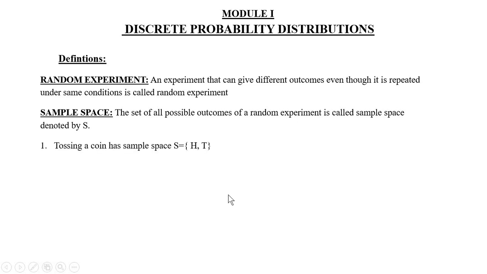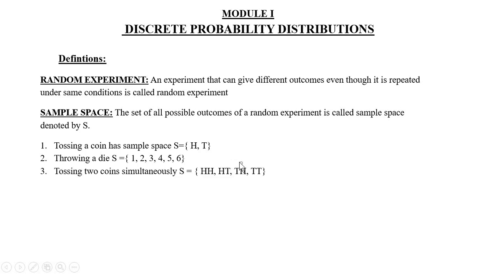Now let us consider some few examples. Tossing a coin. It is a random experiment and it has sample space S equal to {H, T}, and these are the only possible outcomes. H represents head and T represents tail. Throwing a die. It is also a random experiment because it gives different outcomes upon performing under same conditions. So here the outcomes are 1, 2, 3, 4, 5, 6 and this will be the sample space.